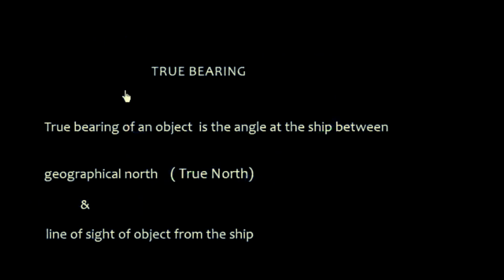Well, I can explain this: the true bearing of an object is the angle at the ship, that means at the observer, between the geographical north or true north and the line of sight of the object from the ship.